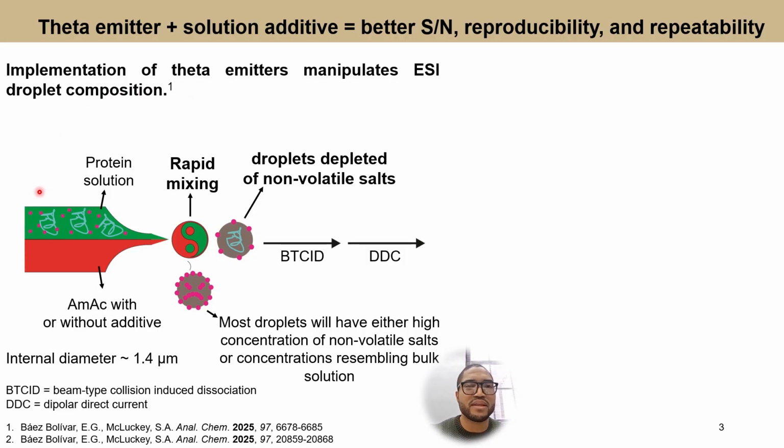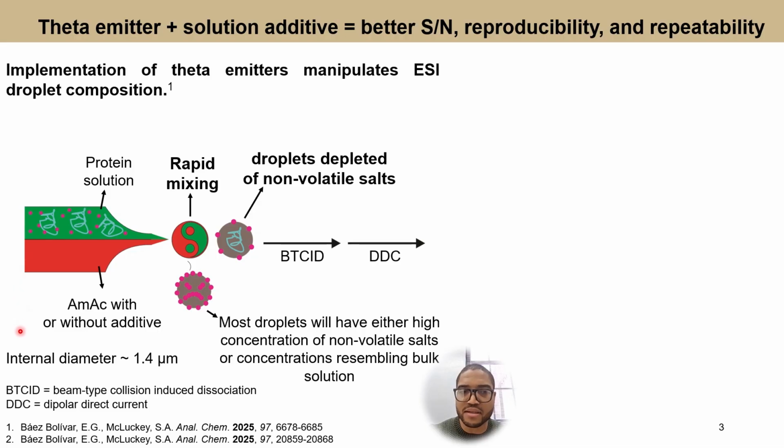This is a cartoon representation of a theta emitter. They are made out of the same glass material of a single barrel or a conventional nano ESI emitter, but they have a septum in the middle that splits the capillary into two channels. One of the channels contains the protein dissolved in physiologically relevant solution conditions plus commonly used biological buffers. The other channel contains ammonium acetate with or without solution additive.